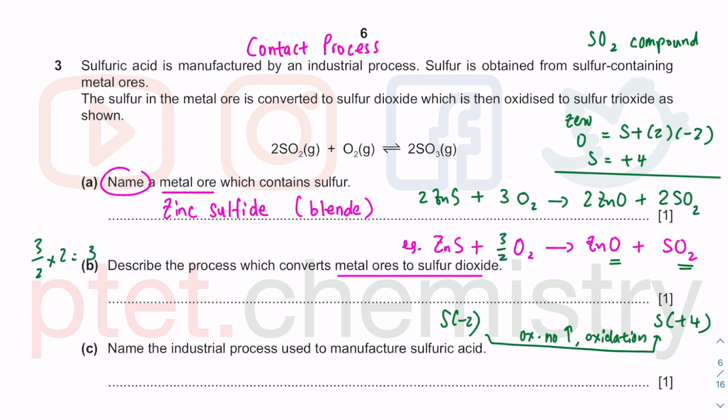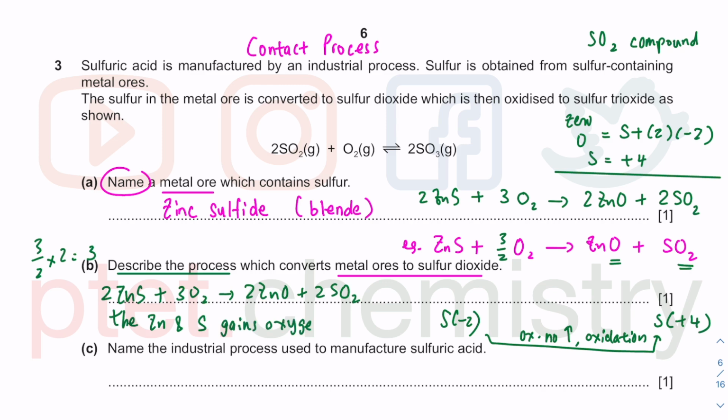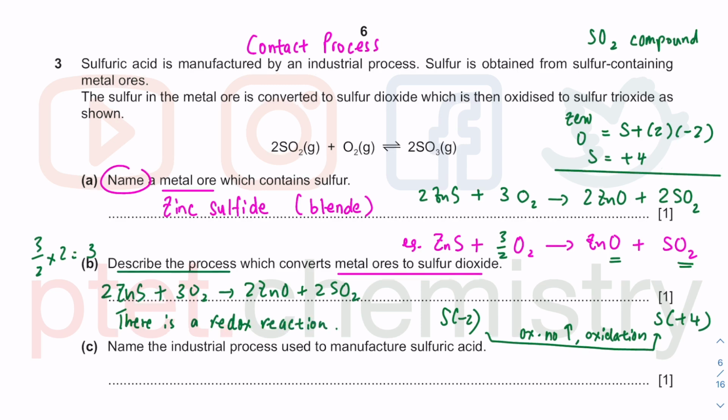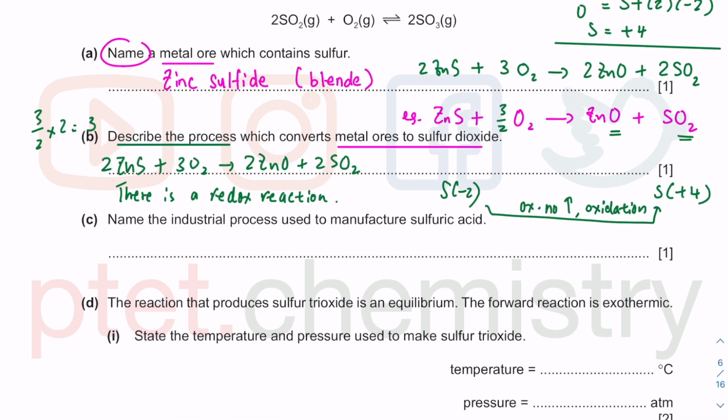So describing the process, I could write the equation, because they said describe the process, not state the process. I could say ZnS plus 3O2 gives 2 ZnO plus 2 SO2. So the zinc and sulfur gain oxygen. But in reality, it's not just about gaining oxygen, because it's also to do with the oxidation number. If just the sulfur were gaining oxygen, but the zinc is also gaining oxygen, that doesn't quite make sense. So there is a redox reaction. Describing the process, this redox reaction essentially converts the zinc sulfide, the ore, into the sulfur dioxide, which is what you need for this next step if you are getting the sulfur dioxide from the mineral ore.